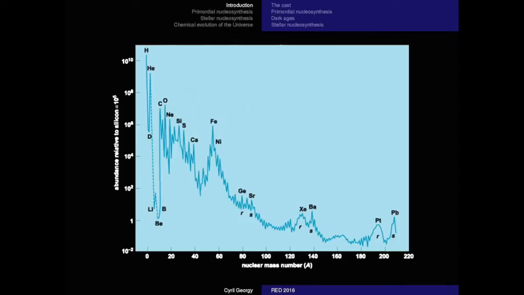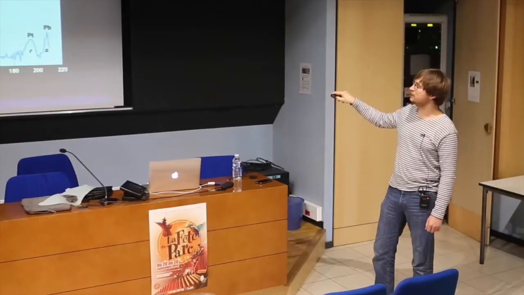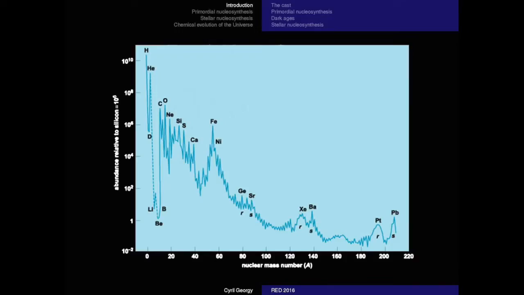You can see that depending on what element you're looking at, the relative abundances are very different. So basically you have a lot of hydrogen, a lot of helium, very little lithium, beryllium, boron, and then you have various elements with carbon, oxygen, neon, silicon, and so on, that goes up and down here. Here you have basically nothing, then you have a strong peak at iron, and so on. So I will try to explain a bit how this diagram was built during the history of the universe.